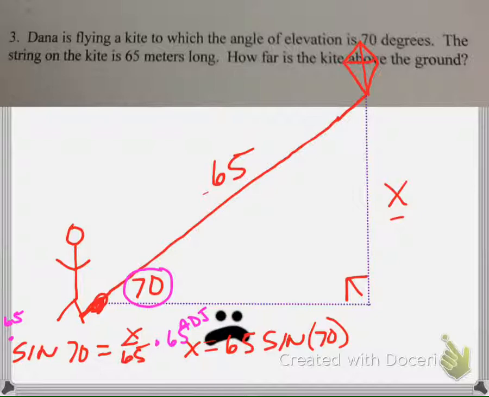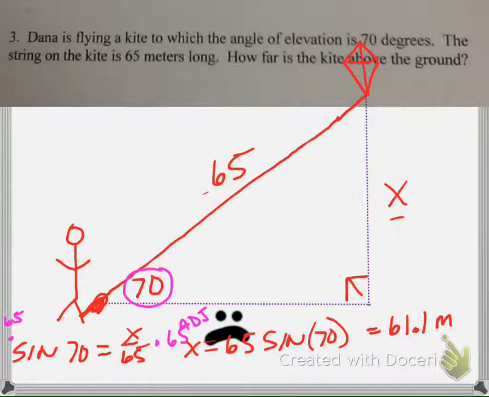Just looking at it, I know the answer is going to be less than 65 because Mr. Glass taught me that the hypotenuse is the longest side of a right triangle. So the answer, using my calculator, is 61.1. If you went to the nearest meter, that's fine. 61 meters. Draw a picture. Relax. Figure out what they're asking. Put in a variable. Figure out the trig function. Then just do the ratio and some algebra.